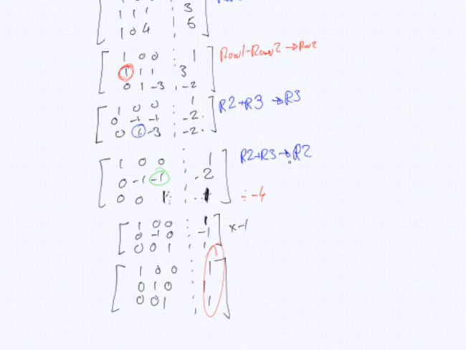First. Oh yeah, I'll put this first, this second, and this third. Okay, so let's do that. 1, 0, 0, 1. 1, 1, 1, 3. 1, 0, 4, 5.